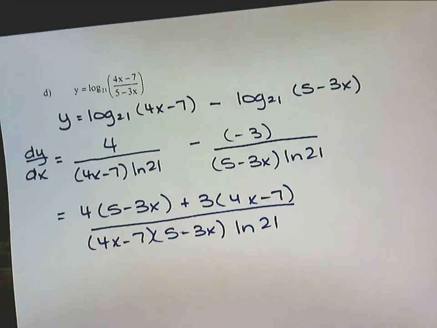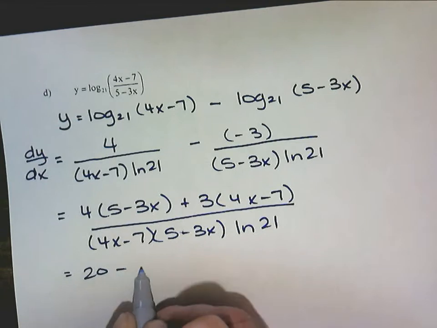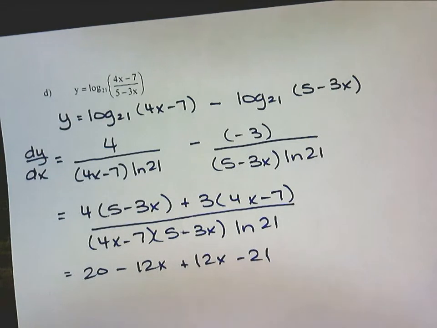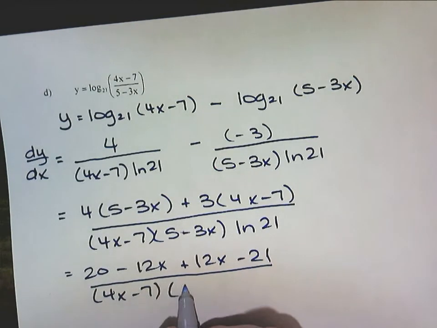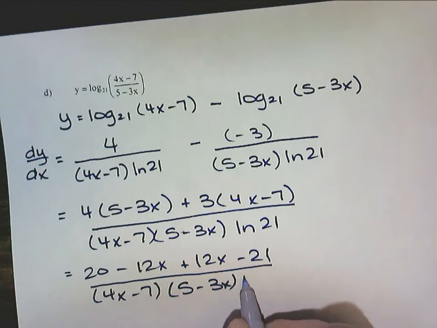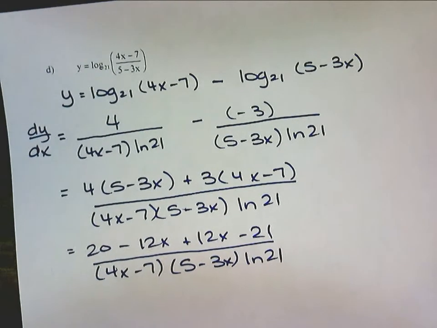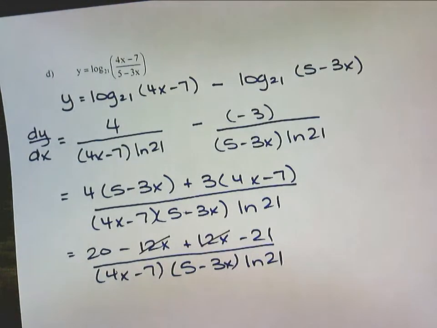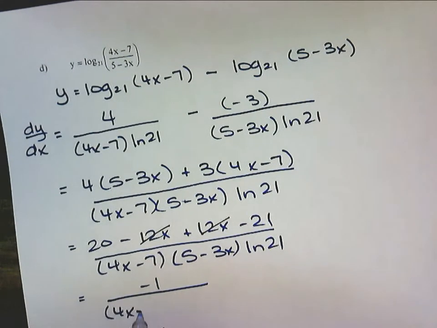I want to neaten it up a little bit, so I'm going to multiply the top out. So I'm going to get 20 minus 12x plus 12x minus 21 all over 4x minus 7, 5 minus 3x, ln 21. And I can see this simplifies nicely, as these will cancel out. And I'm left with minus 1 all over the denominator.